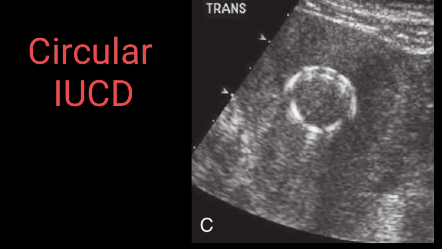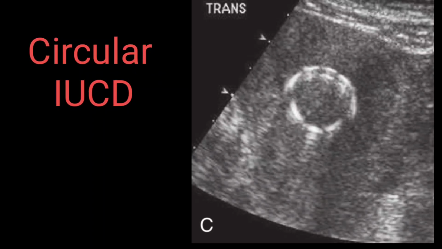This is another transvaginal scan, and on this transvaginal scan you can appreciate a circular IUCD. This circular IUCD is also in the market, usually used in China, not very common in Europe or in the Asian areas apart from China. This is usually used as a contraceptive device. Sometimes it is also used to control the bleeding as well. Its appearance is always round in shape.